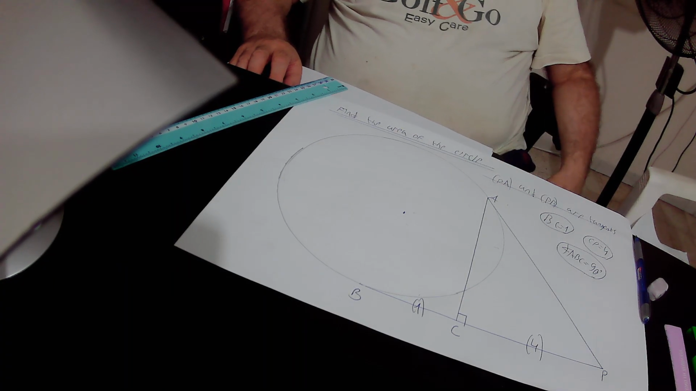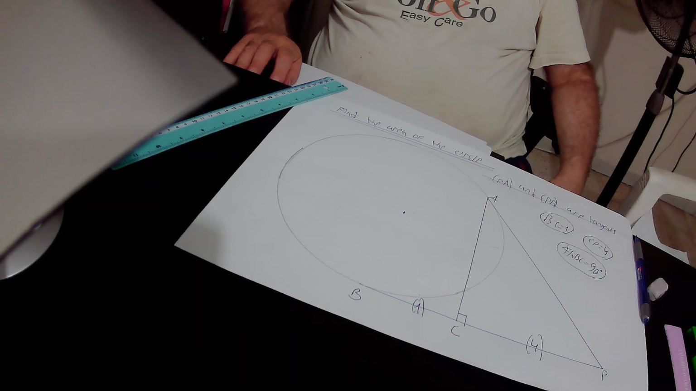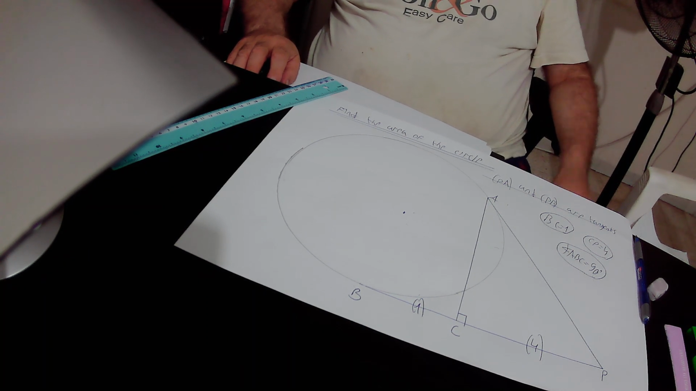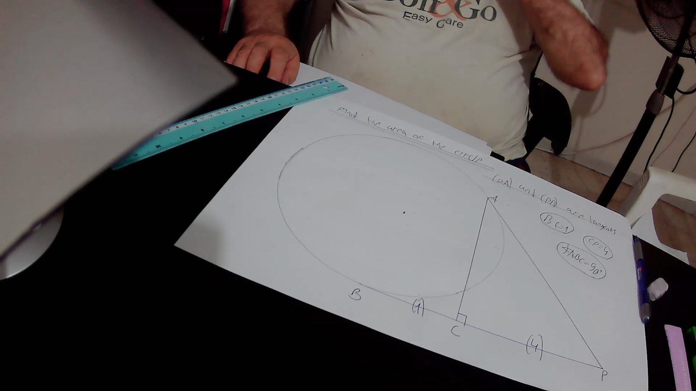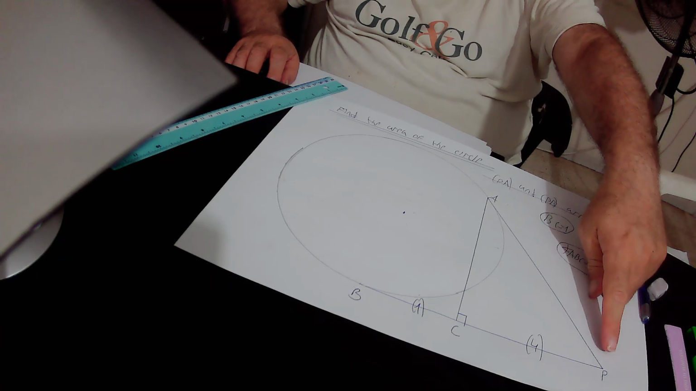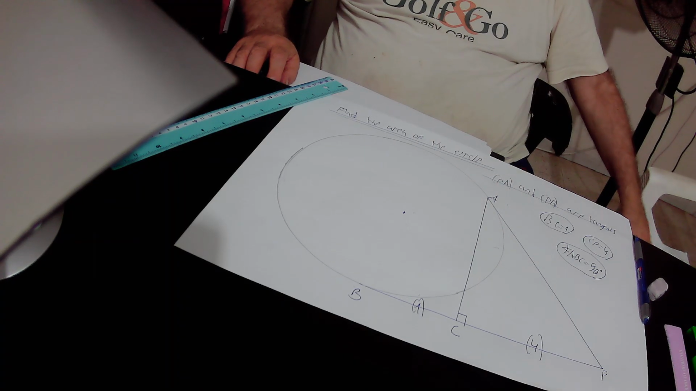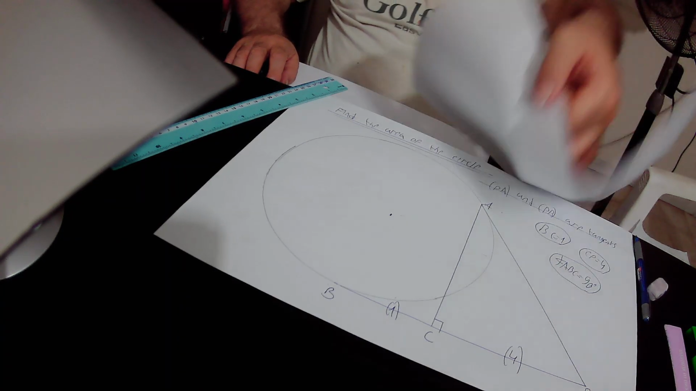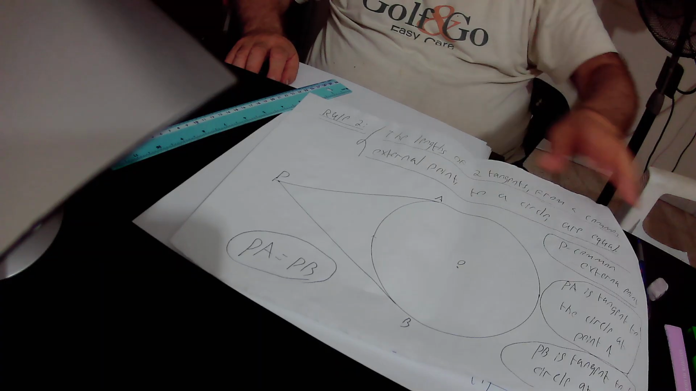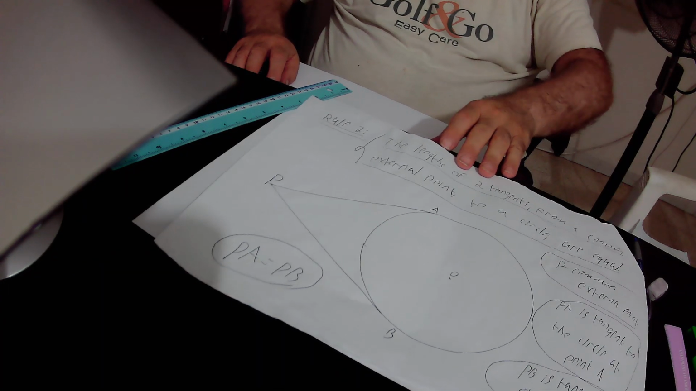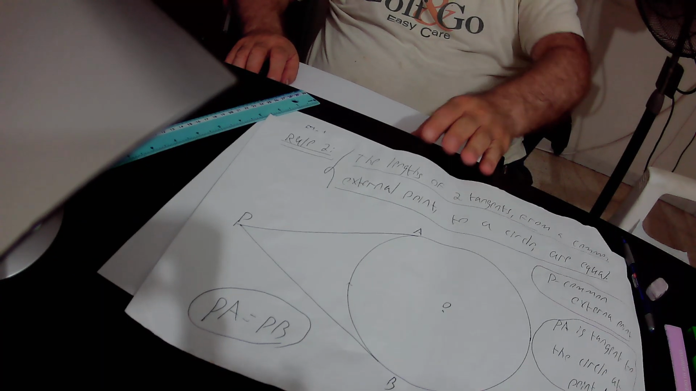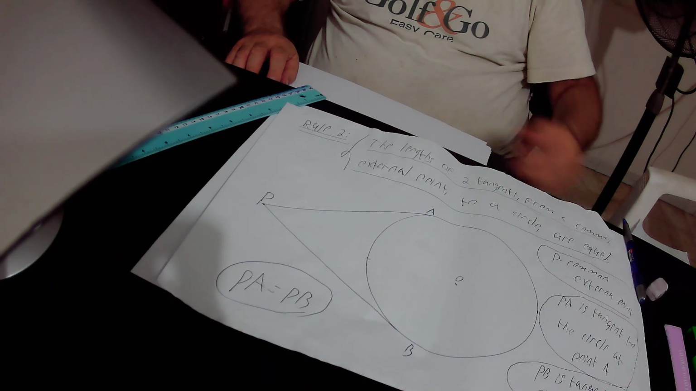So here we can first of all implement rule 2. Why? Because from the common point P, we have two tangents to the circle, tangent PA and tangent PB, and according to rule 2 they are equal to each other. So please put on rule 2. According to rule 2, the lengths of two tangents from a common point to a circle are equal.